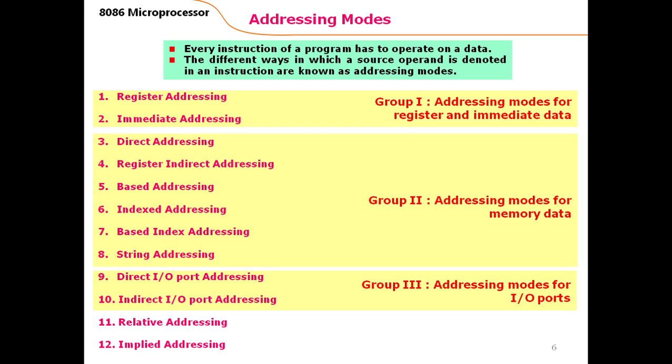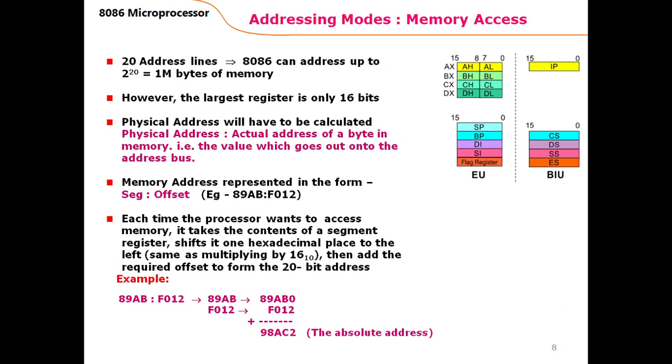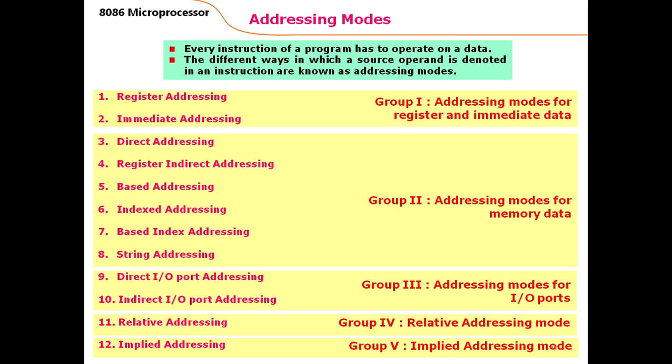Then addressing modes for input and output ports. They can be either direct I/O port addressing or indirect I/O port addressing. And then there is a group of relative addressing modes, which includes just a single addressing mode. And then finally there is an implied addressing mode. In this lecture, I will talk about addressing modes: base index addressing mode, string addressing mode, direct or indirect I/O port addressing mode, and relative and implied addressing mode.